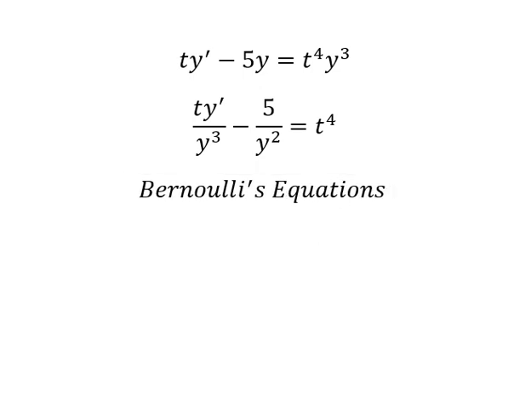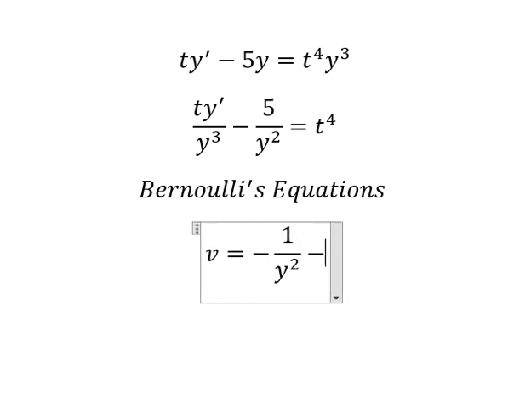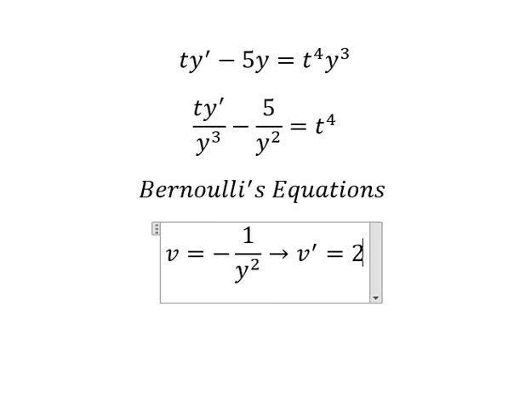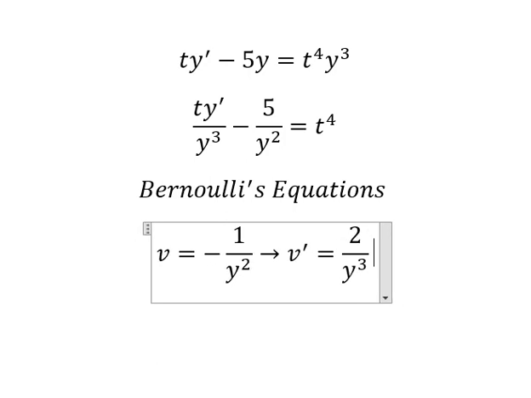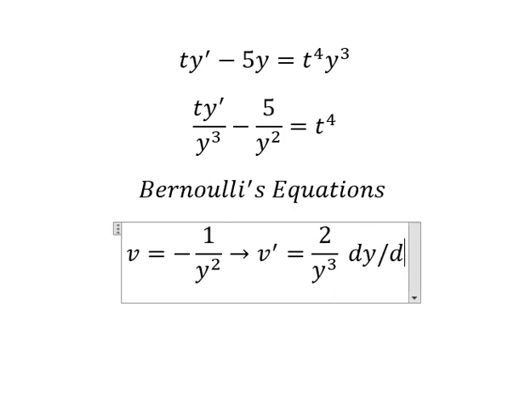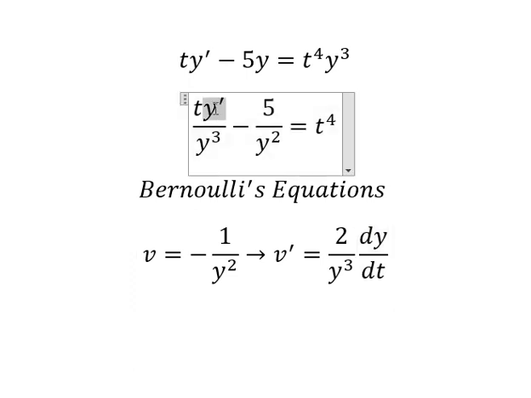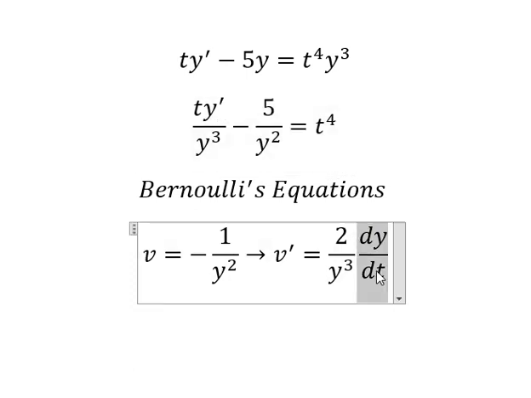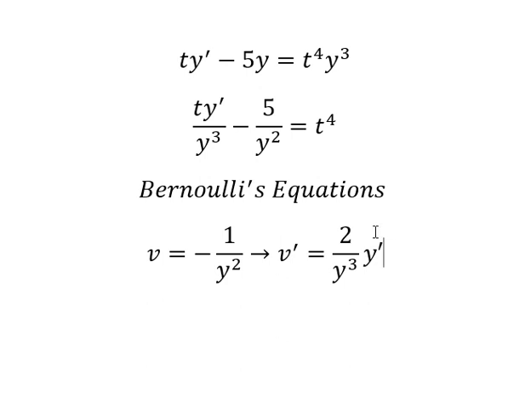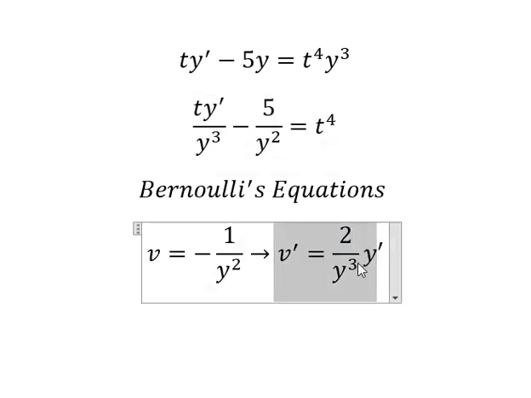So I will put v equals negative 1 over y squared. Then we need to take the first derivative of both sides, and we have it like this. And this one is the first derivative of y. Because we don't have the number 2, I will divide both sides by 2.